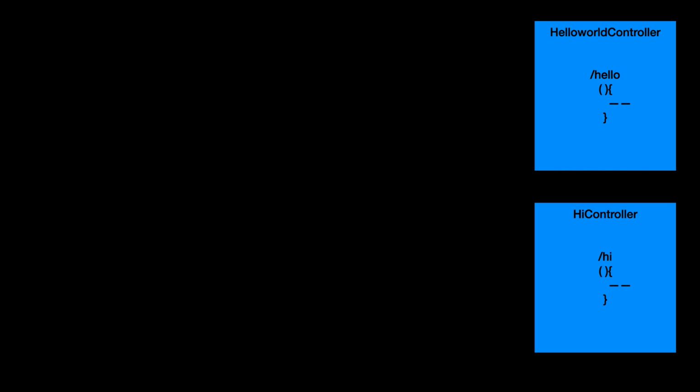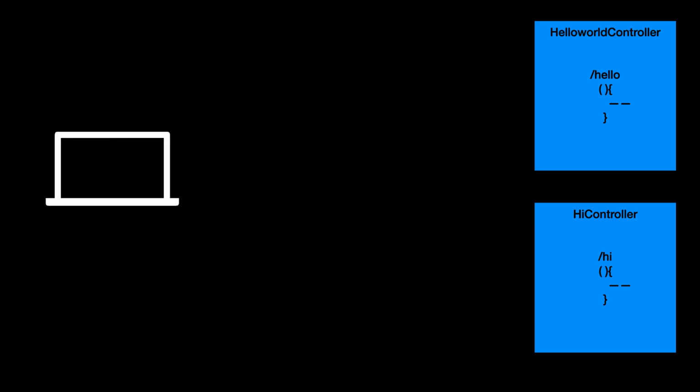Let's say we have a controller here called Hello World controller, which has an endpoint configured called /hello, which does certain work. You can see a bunch of code attached to this URL called /hello. And like that, we have another controller called hi controller. The hi controller also has a URL configured called /hi, and it has a bunch of code which serves the request called /hi.